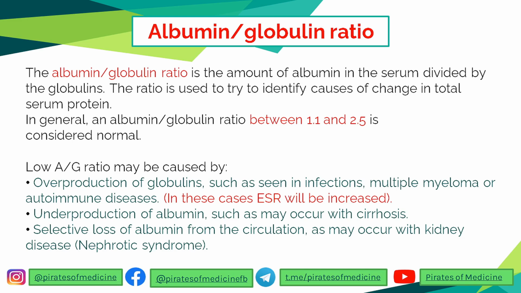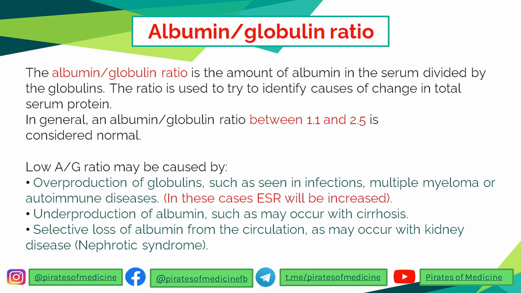So the albumin globulin ratio is the ratio of the amount of albumin in the serum divided by the amount of globulin. This helps us to measure the change in the total serum protein. Normally this ratio is around 1.1 to 2.5, and this is considered normal. Now what are the conditions in which this ratio can decrease? It can be diminished. So a low AG ratio, obviously mathematically you can see that if it is less than 1 then it will be low.